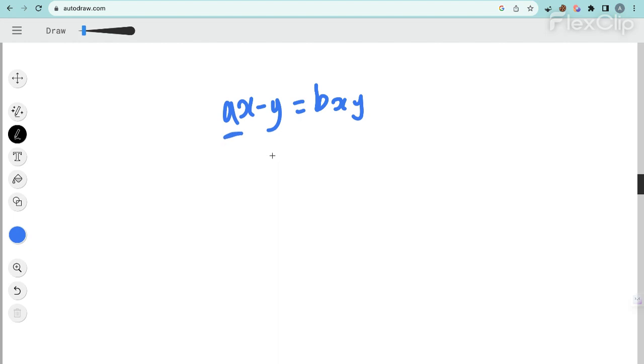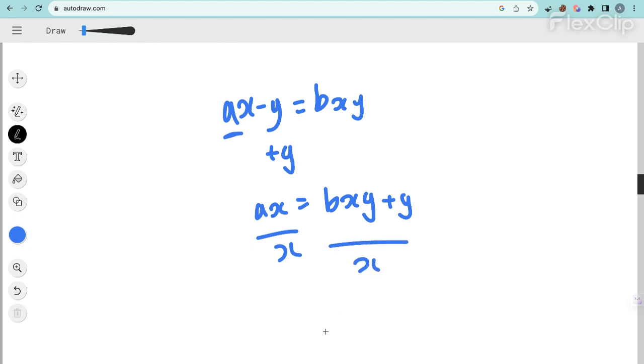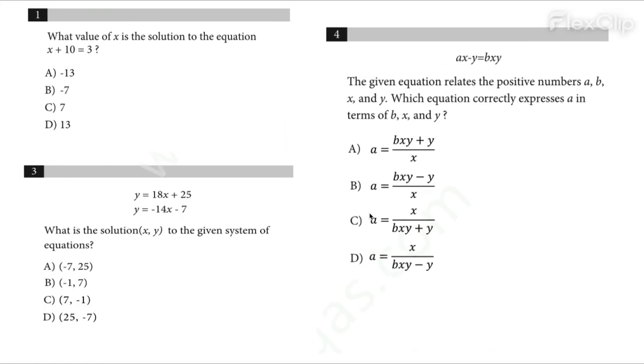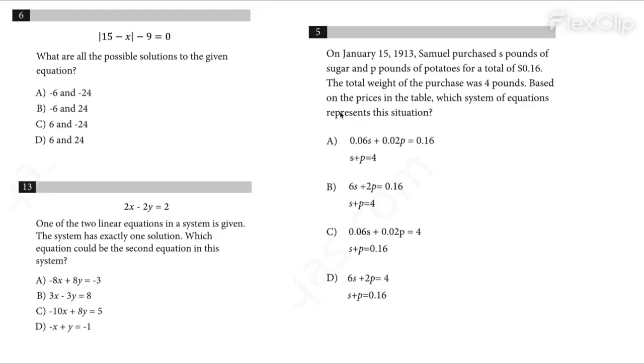So what do you do? Reverse PEMDAS like we talked about. The subtraction comes before the multiplication. And then you divide by x. And this should be one of your answers. All right. Let's see. And it is A. So that's your answer.